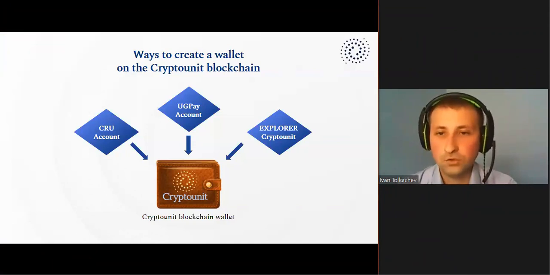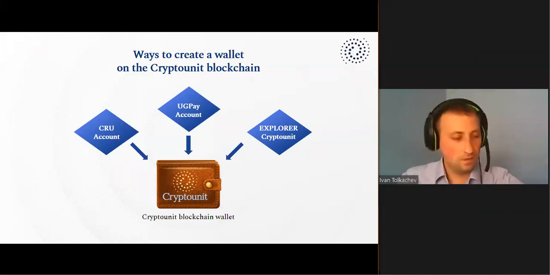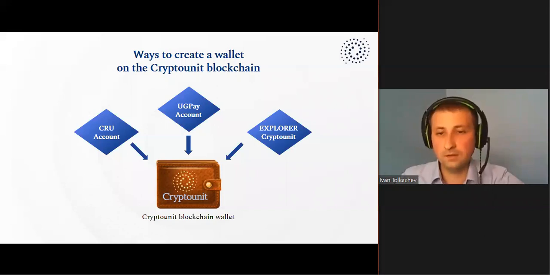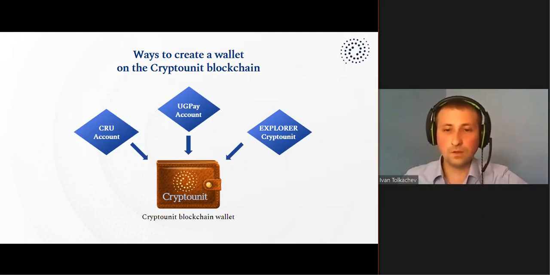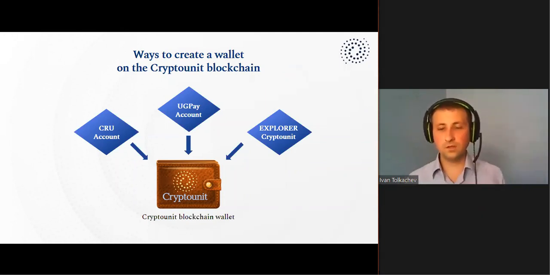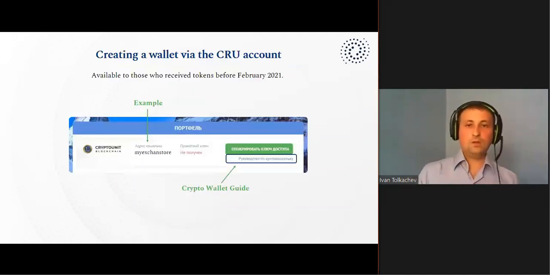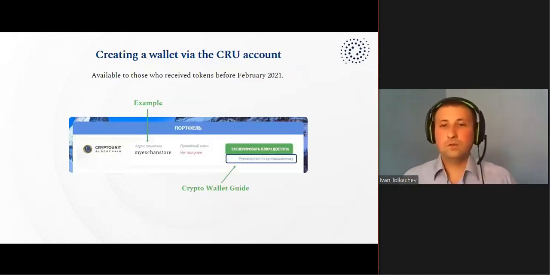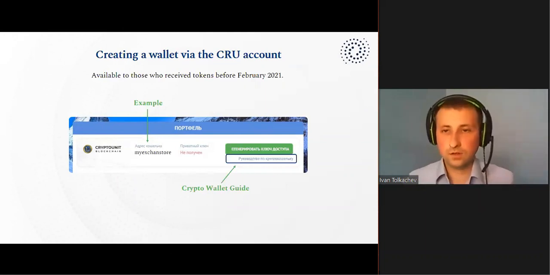We have 3 ways to create a wallet on the Cryptounit blockchain. So what are they? The first one is through the back office CRU. The second one is through the back office of UGPay group. And the third way is through the Cryptounit Explorer. I showed you the button create before. Just give me a second. Let's go to the next slide. So let's go one by one.